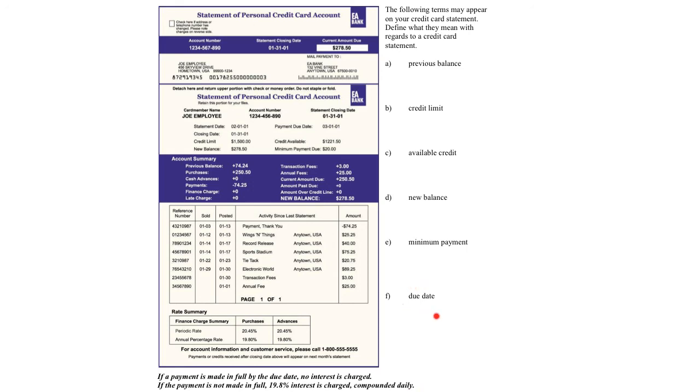Make sure you pay attention to the due date. Make sure you pay attention to your new balance to see how much you owe. And when given the opportunity to increase your credit limit, it might not be a good idea. It's probably okay to have a small credit limit, because then you don't get into as much trouble when you can't pay back your credit card.